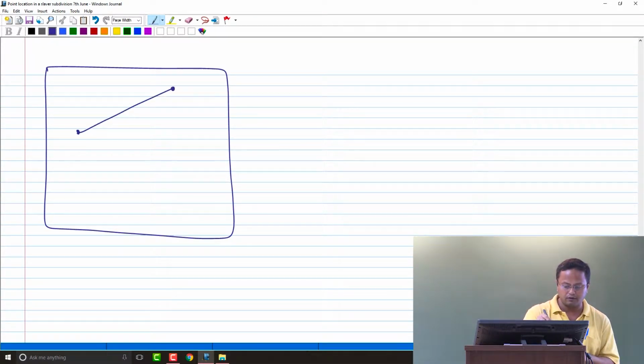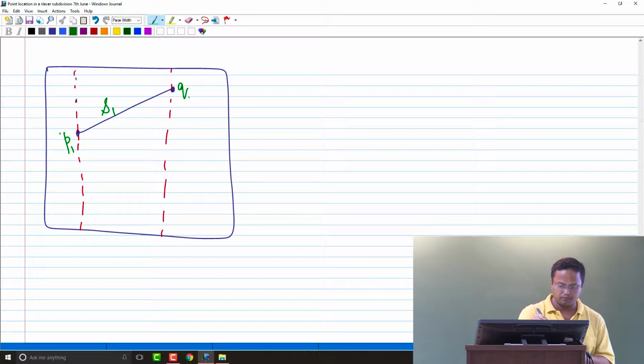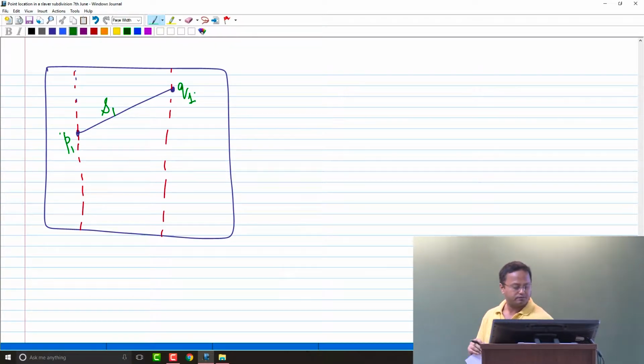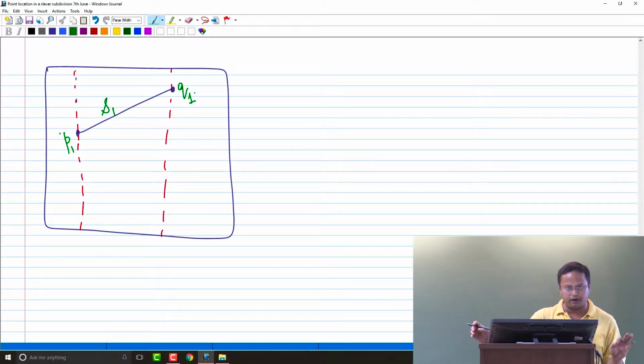Say I have this, and let us first start with this. Say this is my S1, and P1, Q1 are the endpoints of S1. Now what I have to do, given a point, is figure out the trapezoid it is in.